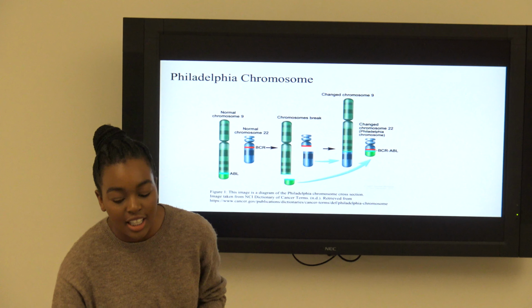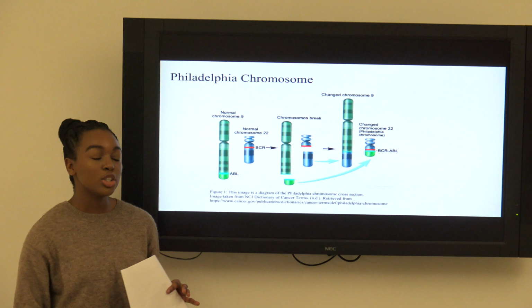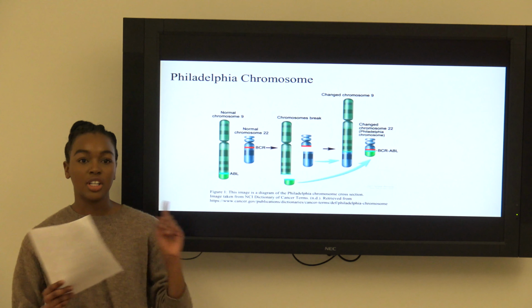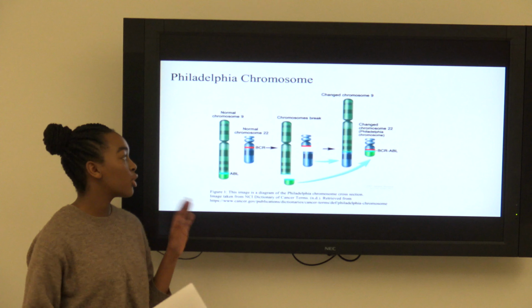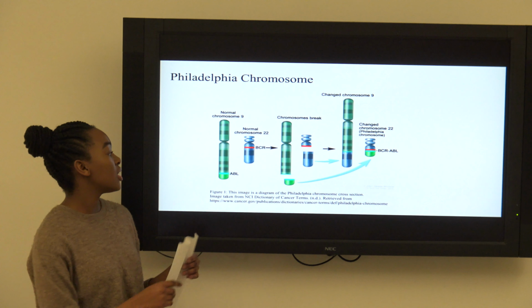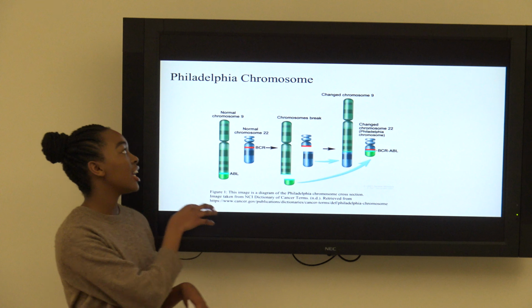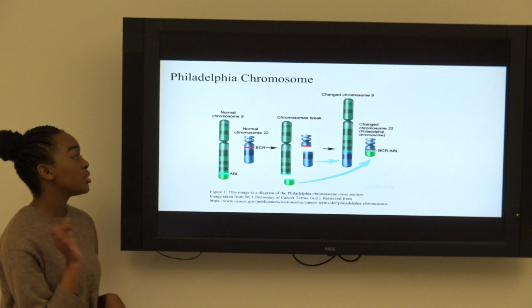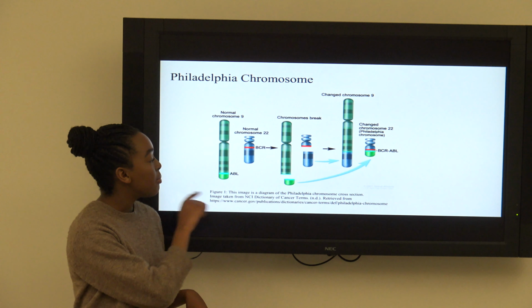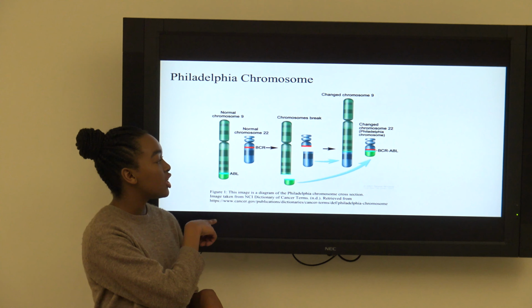Basically, the Philadelphia chromosome is like a cross between chromosome 9 and chromosome 22. So this gene, called the ABL gene on chromosome 9, is going to break off and combine with the BCR gene found on chromosome 22. So the resulting BCR-ABL gene is the Philadelphia chromosome. And it's found in most of the children who do have ALL.